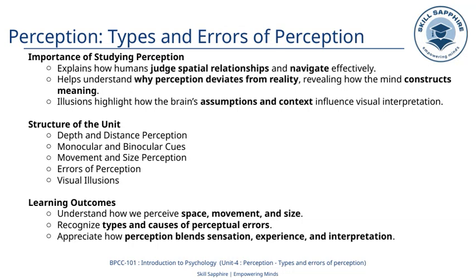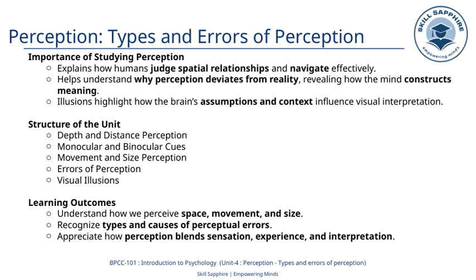Let's explore the fascinating topic of perception, focusing on its types and the common errors we encounter. Understanding perception is crucial because it explains how we judge spatial relationships and navigate our environment effectively. It helps us see why sometimes our perception deviates from reality, revealing how our mind actively constructs meaning from sensory information. For example, illusions demonstrate how our brain's assumptions and the context around us can influence what we see, sometimes leading us astray. This unit is structured to cover several key areas.